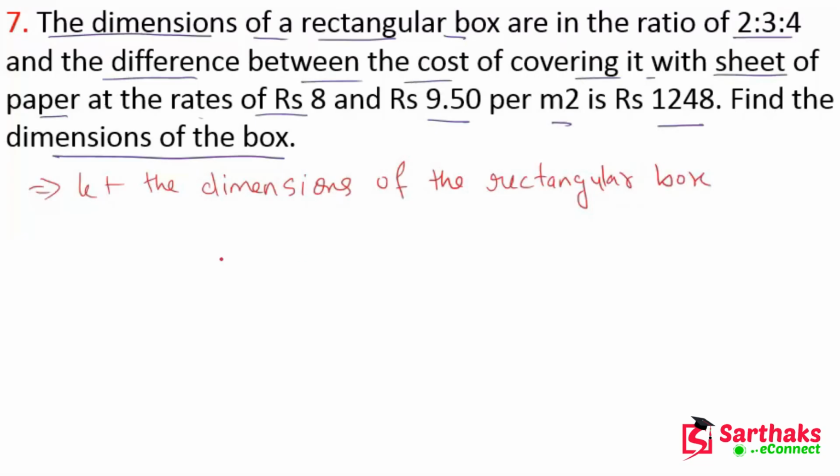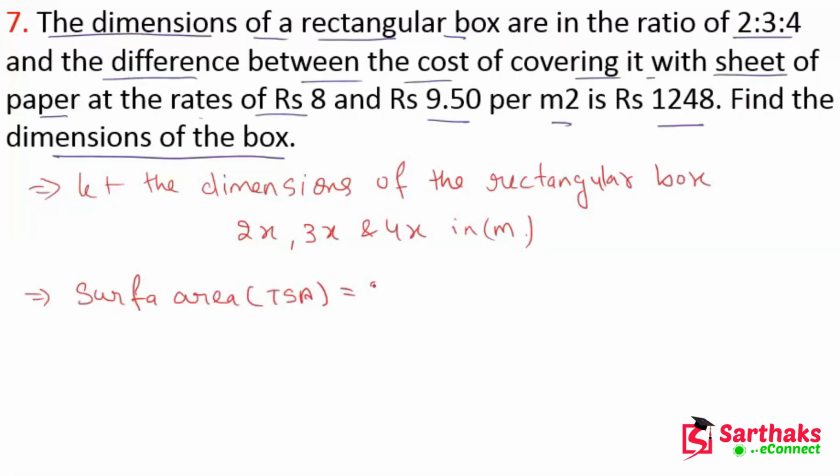The dimensions of the rectangular box are 2x, 3x and 4x. These are in meters. Now, what is the surface area? Surface area means TSA.